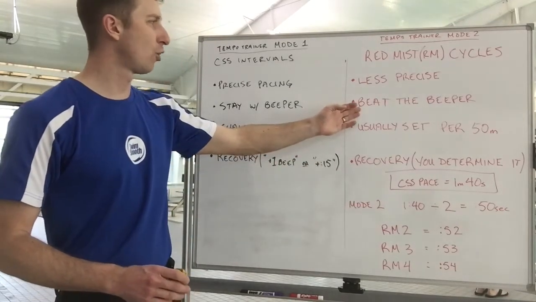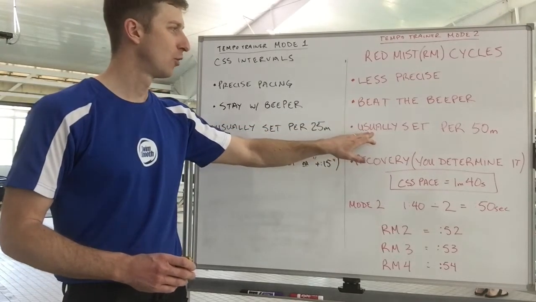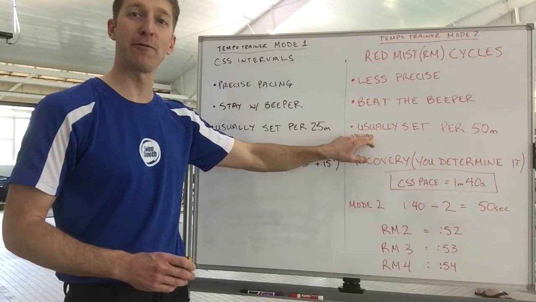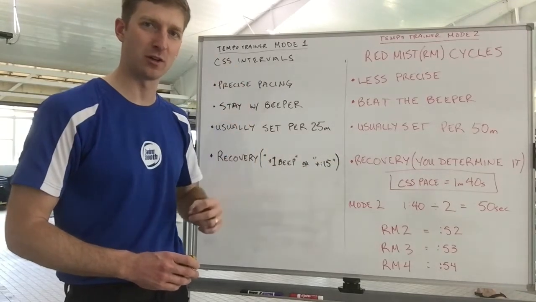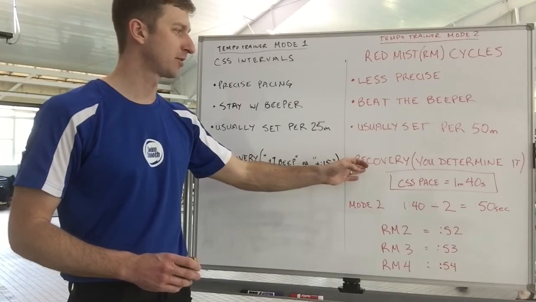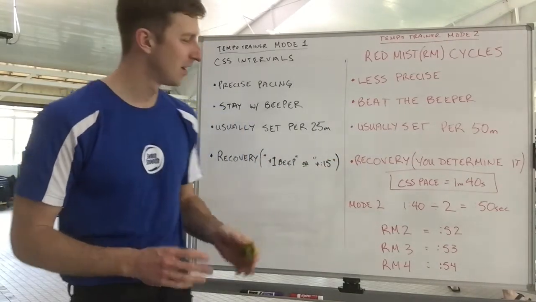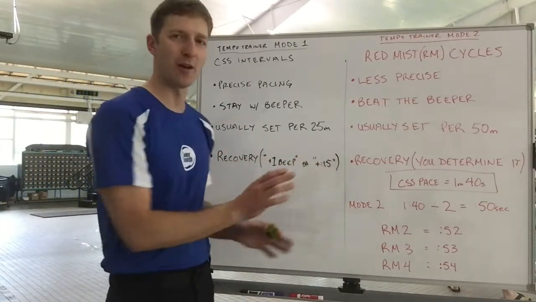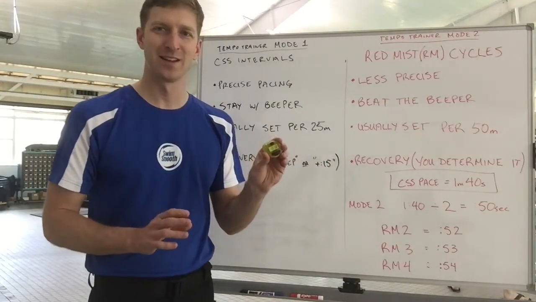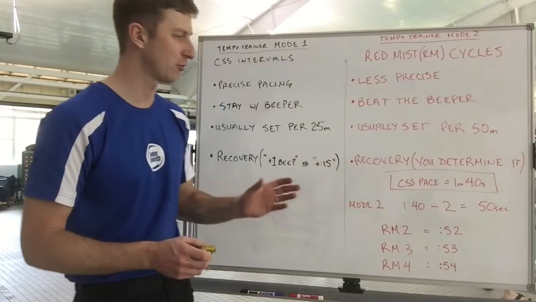Over here, our goal is to actually beat the beeper. It's to get ahead of the beeper. We usually set it so you'll hear the beep every 50 meters. And in this case, using RM cycles, the recovery time is going to be determined by you. Now, let me give you an example of how to first set the Tempo Trainer and then how you can go off and give this a test and try it.